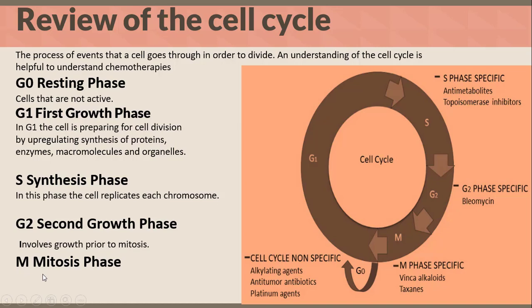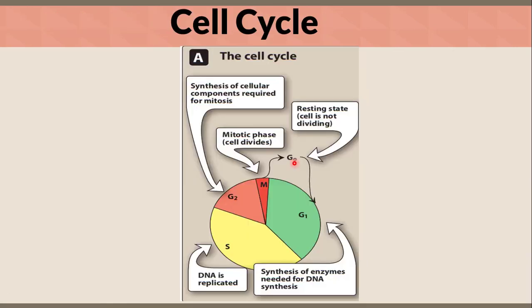For the M, mitosis phase, as you can see here, finally M phase is where the cell divides through the process of mitosis, and vinca alkaloids and taxanes are M phase specific drugs. The cell cycle, as you can see here, starts in the G0 resting state, where the cell is not dividing.